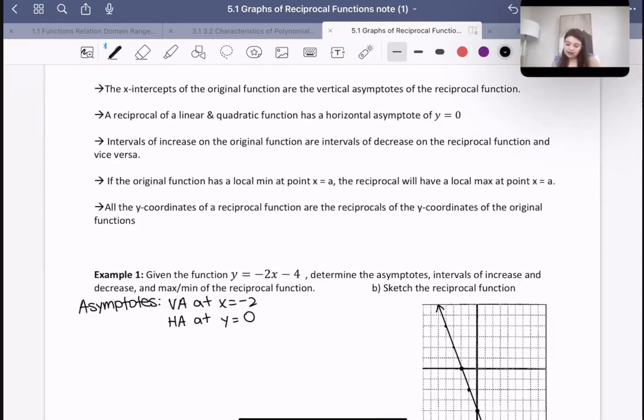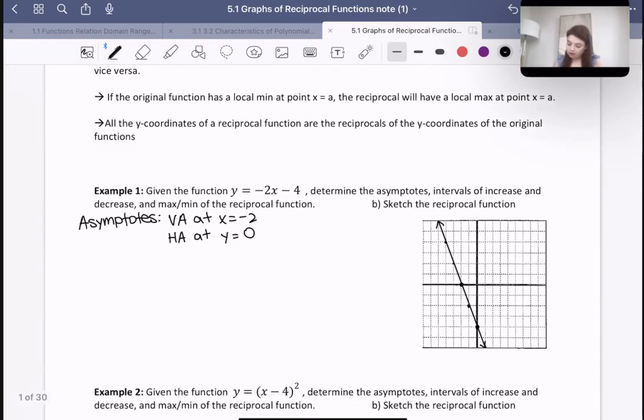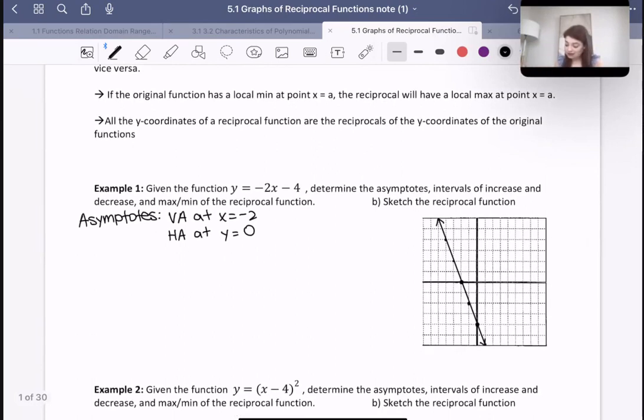Then it says intervals of increase on the original function are intervals of decrease on the reciprocal and vice versa. So what does that mean? Well, on this entire function, it's always decreasing, right? It's always decreasing all throughout. So that means that on the new function, it's always going to be increasing, right? Because the interval of decrease on our original is just the whole thing. That whole line is always decreasing. So therefore, the reciprocal is always increasing.